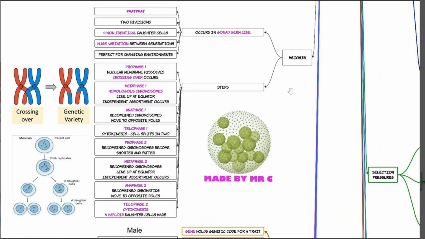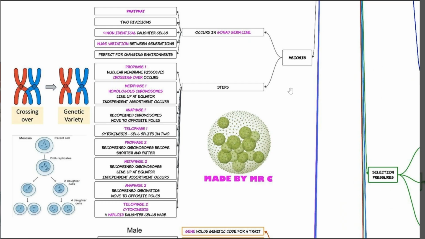Next is meiosis, and this occurs in the gonad germline. The gonads for males are the testes, and the gonads for females are the ovaries. This can be remembered as IPMAT-PAMAT. There are two divisions. 4 non-identical daughter cells are created. There is a huge amount of variation between the generations. This is perfect for a changing environment.